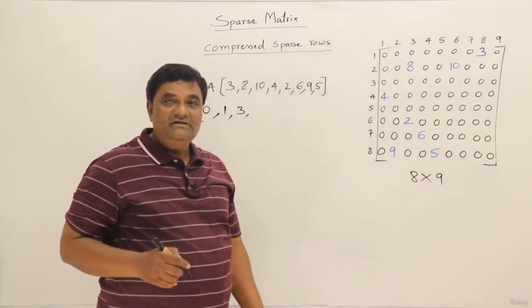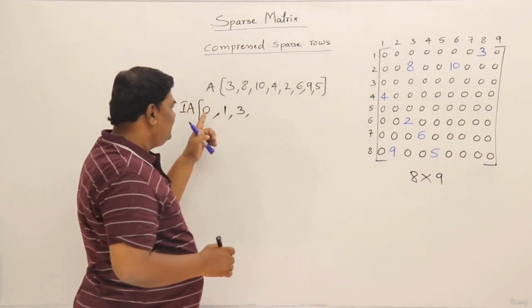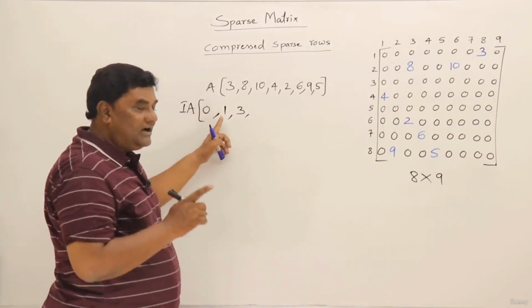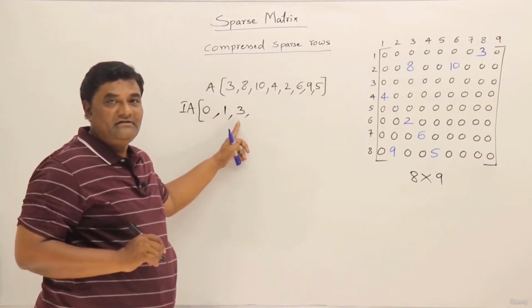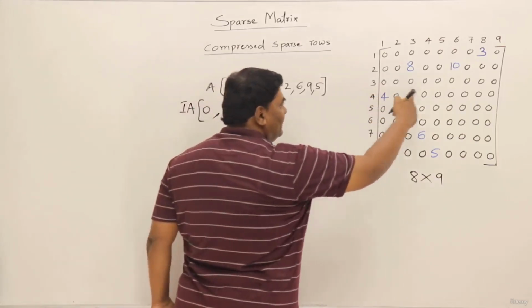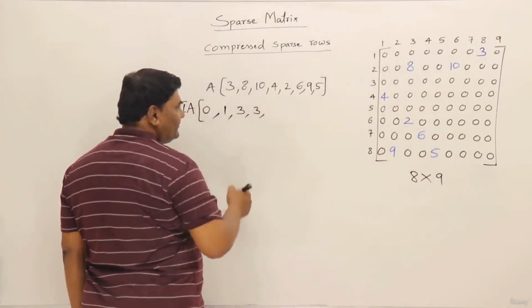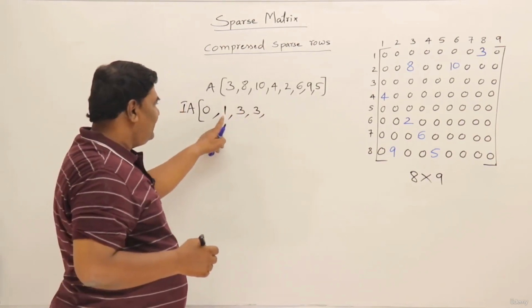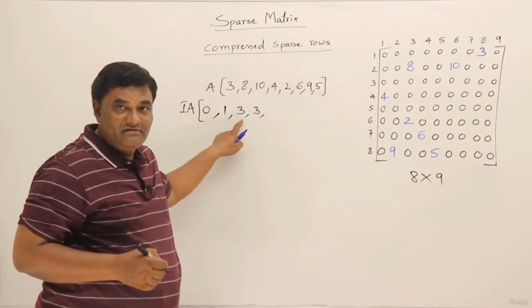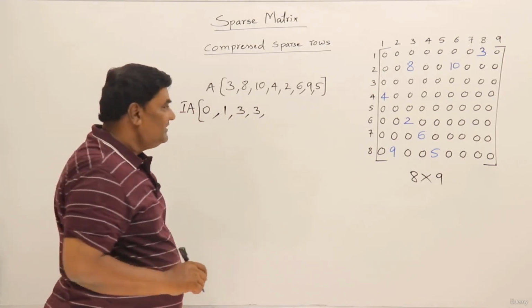So this will take the cumulative of the number of elements. Initially there is 0. Then the first row has 1 element. Then till the second row, a total of 3 elements are there. Then in the third row there are no elements, so it should be 0, but this previous number we will take. So this shows that 3 minus 3, there are 0 elements here. 3 minus 1, there are 2 elements here. So we'll take the cumulative of the number of elements for each row.